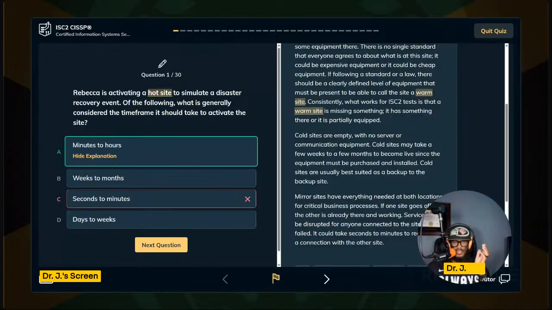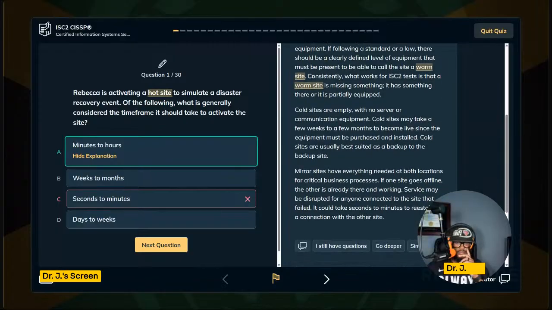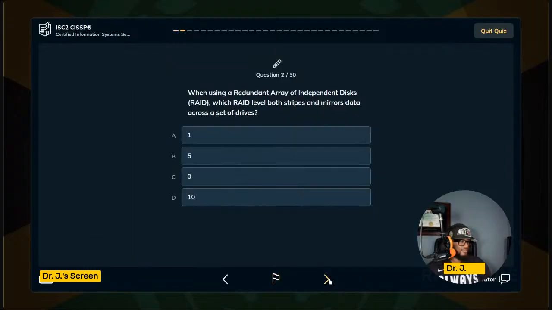And I figured that it is kind of describing a mirror site when you talk about a hot site. Hmm. Okay, that's something I'll have to go back on because I felt very confident about that one. But yeah, seconds to minutes for a hot site. All right, no need to belabor the point. The correct answer for this is minutes to hours, not seconds to minutes, as I thought. All right, no problem. That's why we practice.